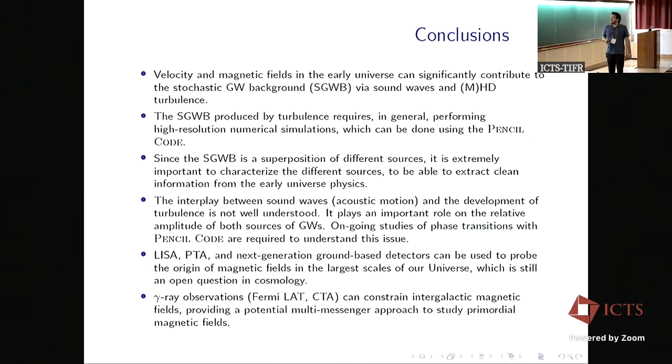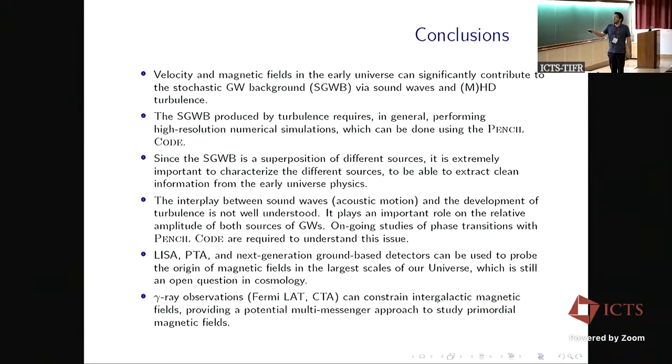And with this, I go into my conclusions. In general, we have velocity and magnetic fields in the early universe, and they can significantly contribute to the stochastic gravitational wave background of cosmological origin via sound waves and MHD turbulence. We also need to perform high resolution numerical simulations, which for the phase transition have been mostly conducted by the Helsinki group, and for the Higgs simulations, mostly by the DESY group. And for vortical turbulence, these have been mostly done with the Pencil Code.